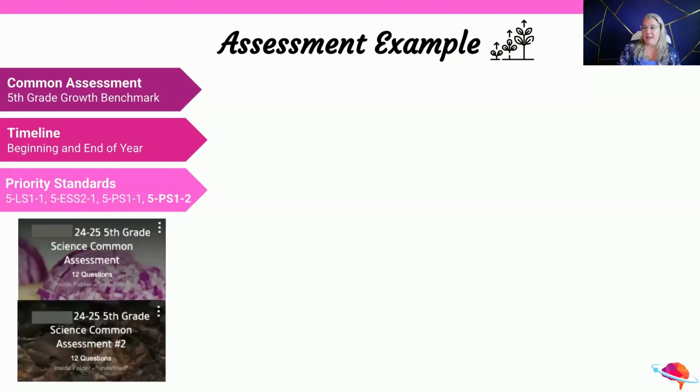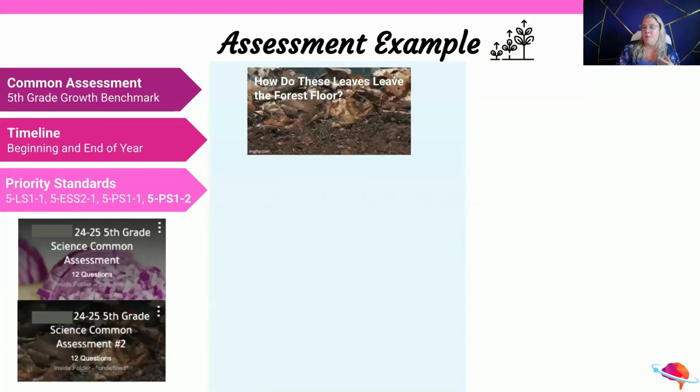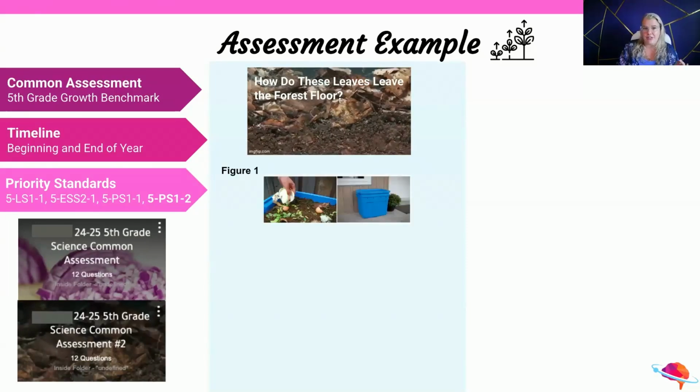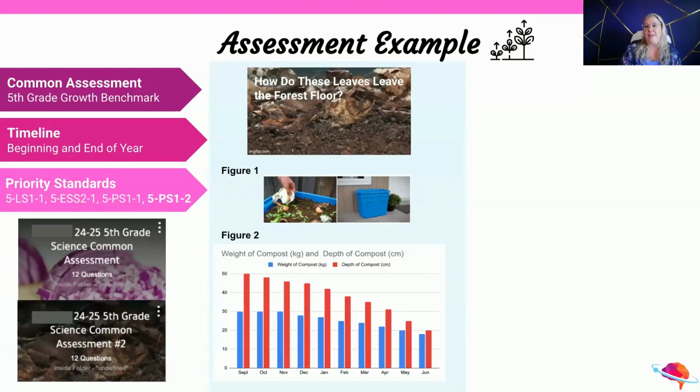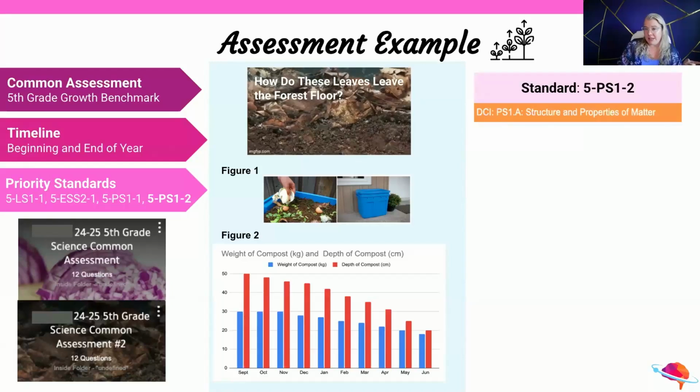So what they did is they gave this initial fifth grade science common assessment at the beginning of the year. Then they made an exact copy of that assessment and gave that same assessment at the end of the year. So just to give you a little snapshot of what that actually looked like. One of the phenomena that they chose was, how do these leaves leave the forest floor? So students are investigating an investigation that other students conducted where they put leaves within a compost bin, and then they measured the weight of that compost bin over time, over the span of an entire year. So the standard affiliated with this phenomena is 5 PS12.